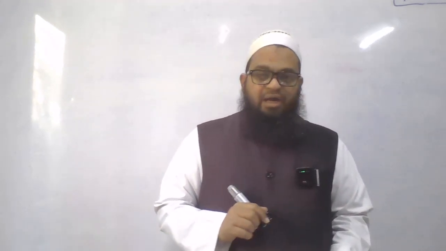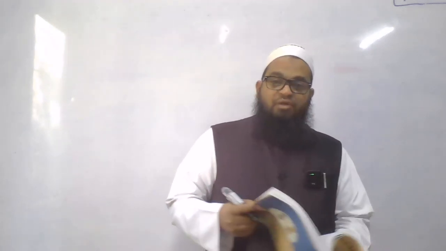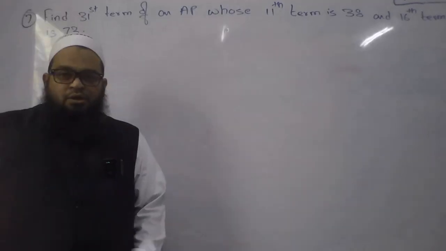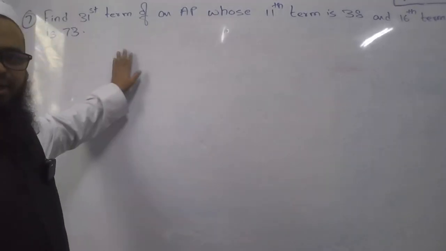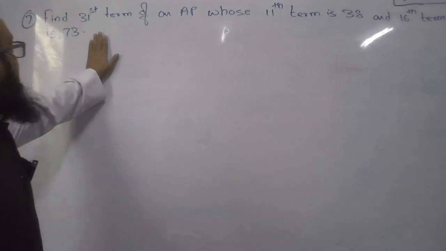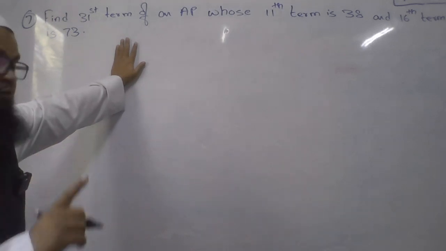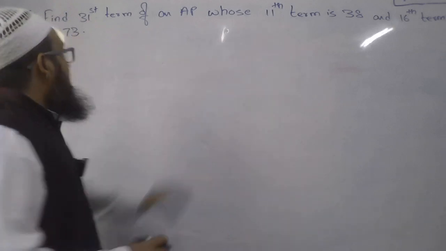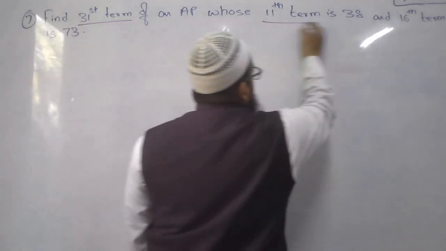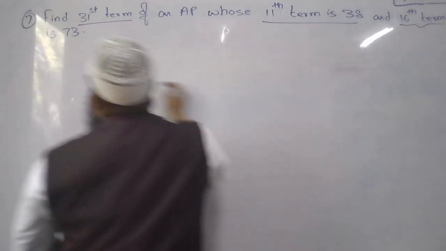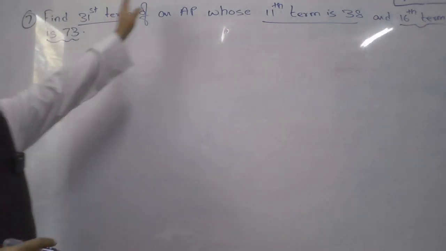Meanwhile, for today, let us see arithmetic progressions, chapter number 5 of grade 10, and let us start from the seventh problem of exercise 5.2. What does the seventh problem ask? Find the 31st term of an AP whose 11th term is 38 and 16th term is 73. So we have to find this, with the given data.